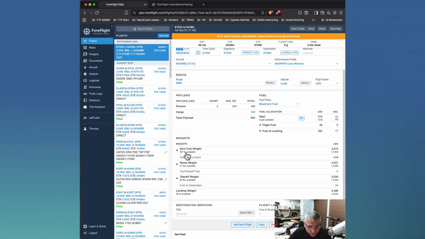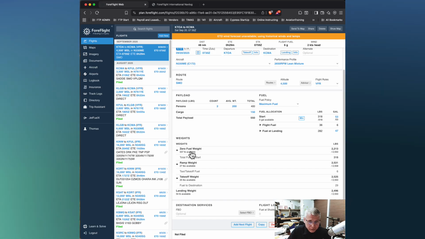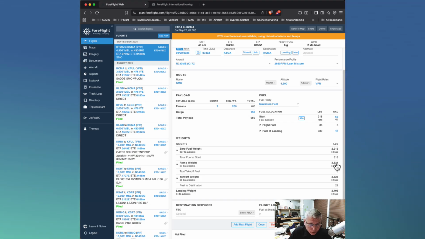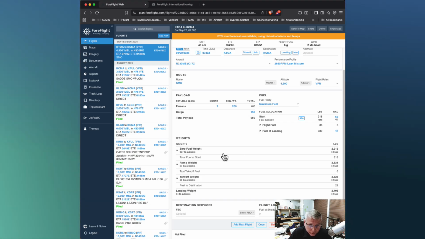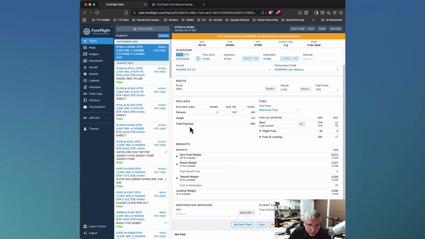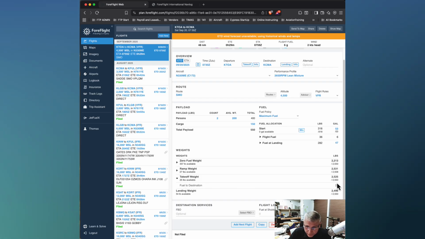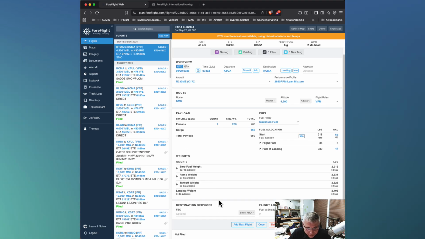Not the empty weight of the aircraft. Ramp weight is the total mass of the airplane with everything on it: fuel, and the 550 pounds of payload that we're bringing with us. After taxi, we're going to be at 25 pounds for takeoff. We got our fuel. Okay, destination services.